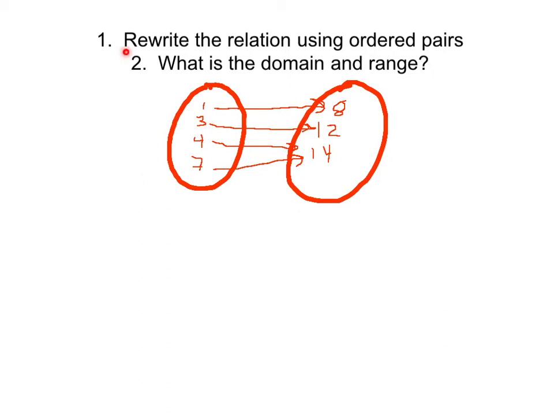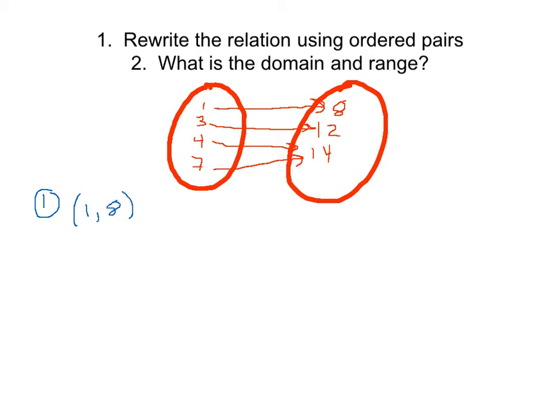Now, to rewrite this using ordered pairs, we need to have our inputs on the left as our x-coordinate and our outputs on the right as our y-coordinate. So we can rewrite this relation, this is number 1, as, well, the first two things here that are linked together are 1 and 8. So we can write that as (1, 8).